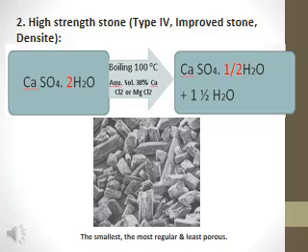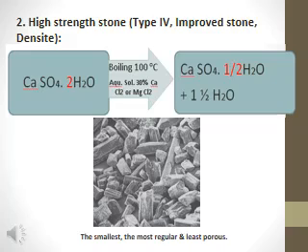Calcium sulfate dihydrate is heated by placing it in boiling water containing an aqueous solution of calcium chloride or magnesium chloride. By this way we obtain the densite, or the high strength stone: calcium sulfate hemihydrate, plus 1.5 molecule of water.